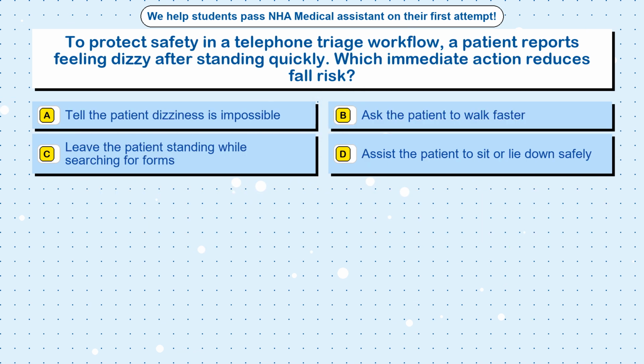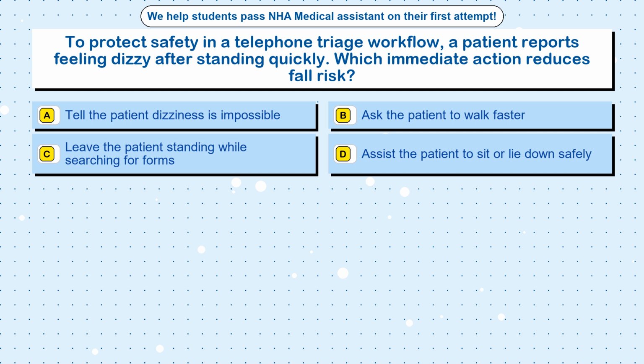Question 8. To protect safety in a telephone triage workflow, a patient reports feeling dizzy after standing quickly. Which immediate action reduces fall risk? Option A. Tell the patient dizziness is impossible. Option B. Ask the patient to walk faster. Option C. Leave the patient standing while searching for forms. Option D.